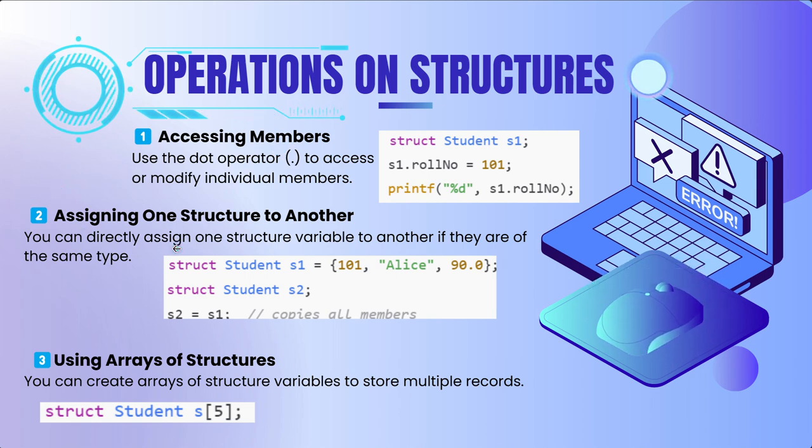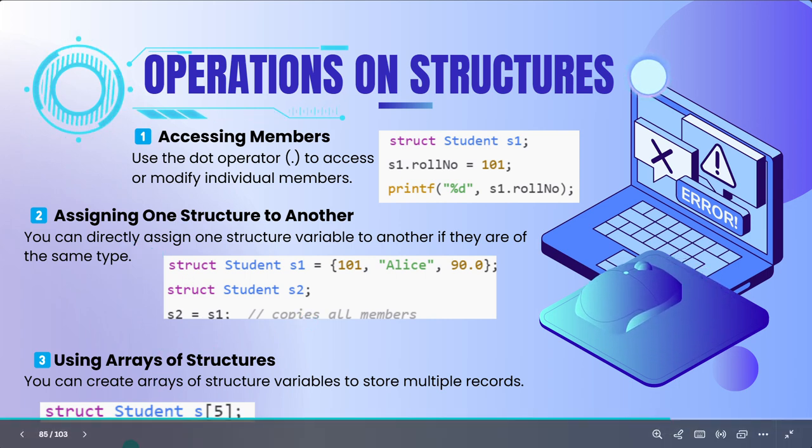Assigning one structure to another. You can directly assign one structure variable to another if they are of the same type. Let's see with an example. struct student s1 = {101, "Alice", 90}. struct student s2, so s2 = s1. So the value of s2 will be the same as the value of s1. You don't need to write it again. This is an operation which you can perform.